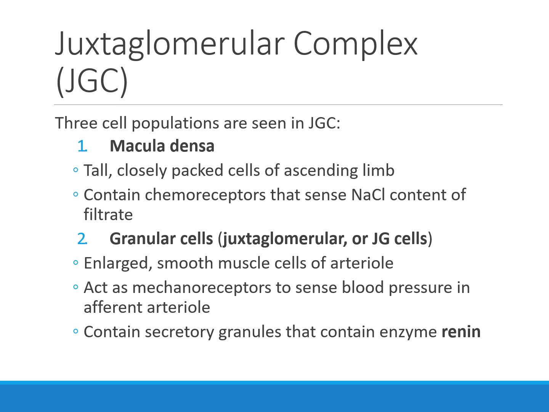Then you have the granular cells, also known as the juxtaglomerular cells, or the JG cells. These are enlarged smooth muscle cells of the arteriole. So that afferent arteriole that's coming in, the cells on one side there are called the granular cells. And these have mechanoreceptors that are sensing blood pressure in the afferent arteriole as it's entering into the glomerulus. This is where that whole renin-angiotensin system comes into play. So if you remember how that system went, and I certainly hope that you did, remember that when the kidney detects low blood pressure, it causes the release of the enzyme renin. Well, this is where that happens.